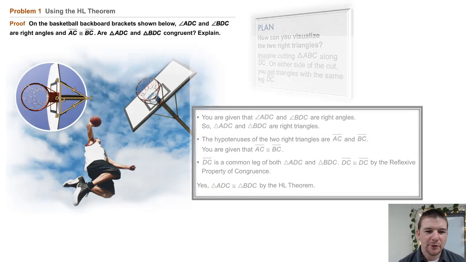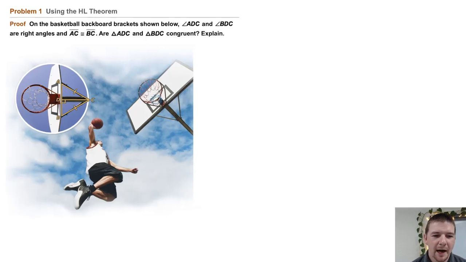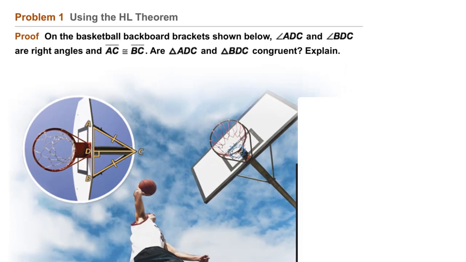Problem 1. Using the hypotenuse leg theorem. Proof. On the basketball backboard brackets shown below, angle ADC and angle BDC are right angles, and segment AC is congruent to segment BC. Are triangles ADC and BDC congruent? Explain.